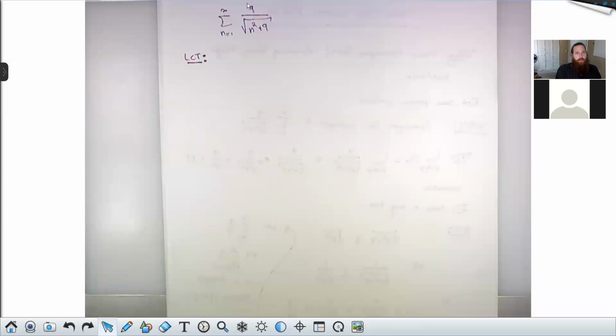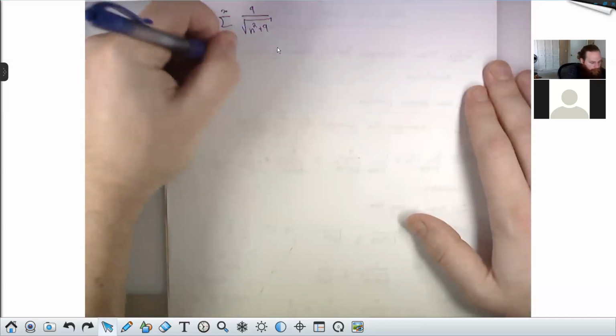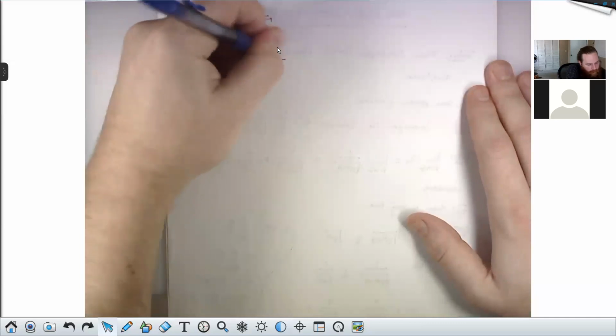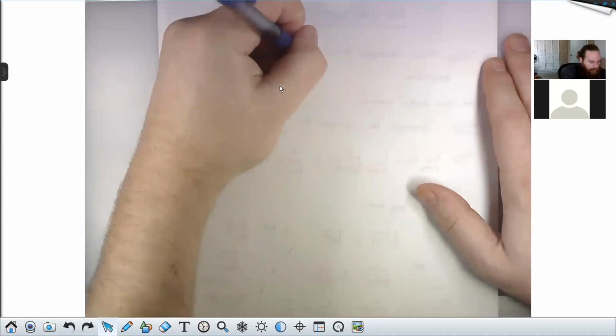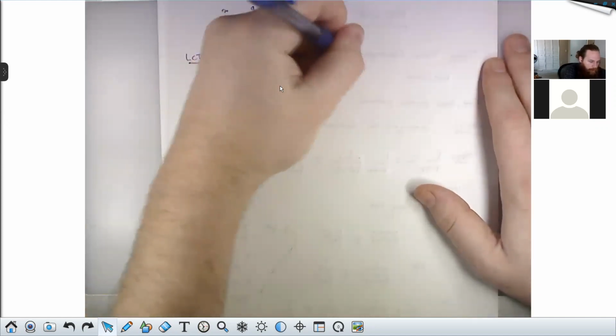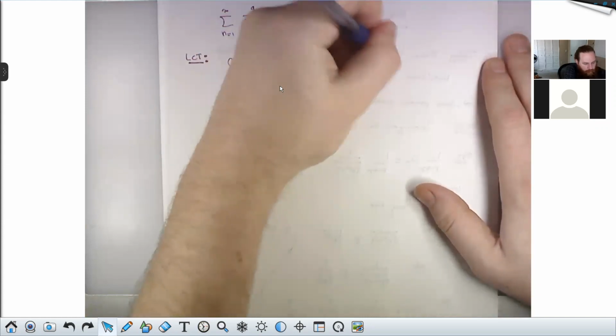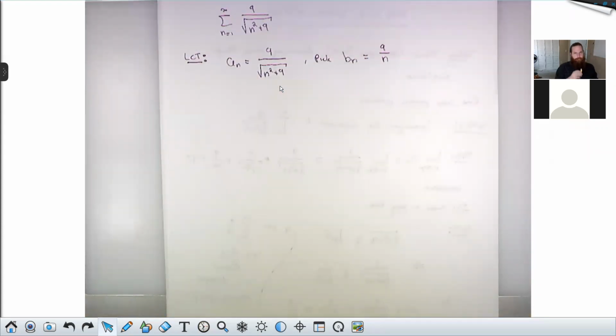If I just pay attention to the important part here, An is 9 over the square root of n squared plus 9. If I ignore the 9 downstairs here, because it doesn't contribute too much, then I get 9 over n. So this thing behaves an awful lot like 9 over n. So I'm going to pick Bn equal to 9 over n. One over n would also be a reasonable choice.